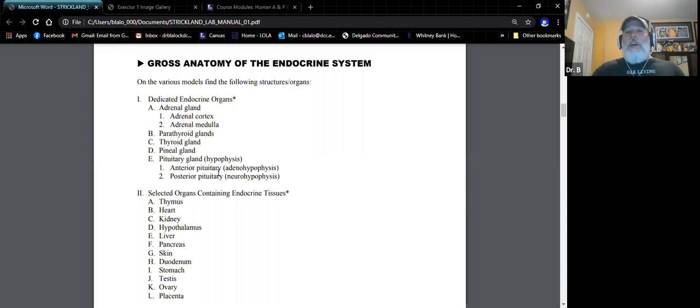But a big part of today's lab is going to be the identification of hormones. Each one of these endocrine organs is going to secrete different hormones. Those hormones are going to have target tissues that they're going to affect, and those hormones are going to elicit certain responses within the body. Your job as part of this lab is going to be to learn those hormones.